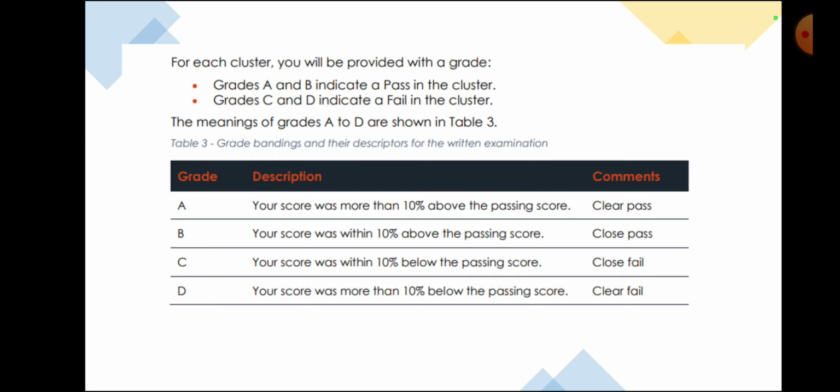And grade C is a close fail. That is, your score was within 10% below the passing score. And grade D is a clear fail, that is, it was more than 10% below the passing score. So you should aim for A or B at least. If you're getting a C or D, it's a fail. Then you have to appear for the written examination again. It happened with me. I gave the exam, and for one paper I got a C, so I gave it a second time and cleared in my second attempt actually.